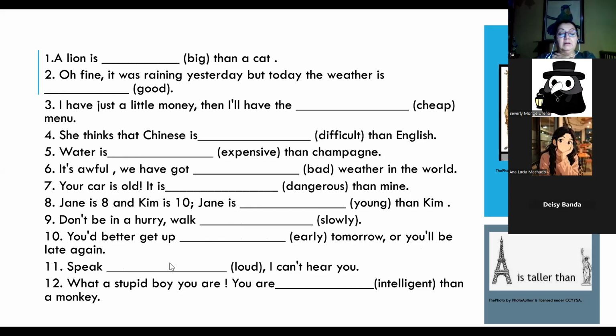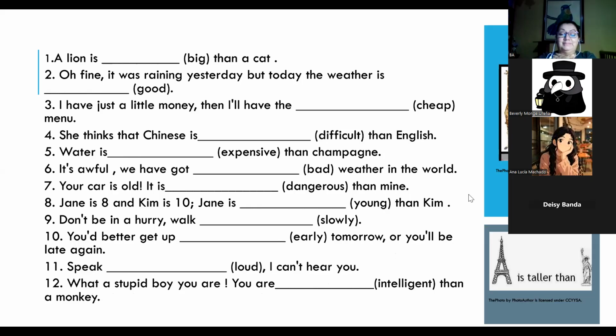Speak louder. I can't hear you. What a stupid boy you are. You are more intelligent than a monkey. Or maybe less intelligent. Less, menos. We have more is más, pero less is menos. Entonces, what a stupid boy you are. You are less intelligent than a monkey.